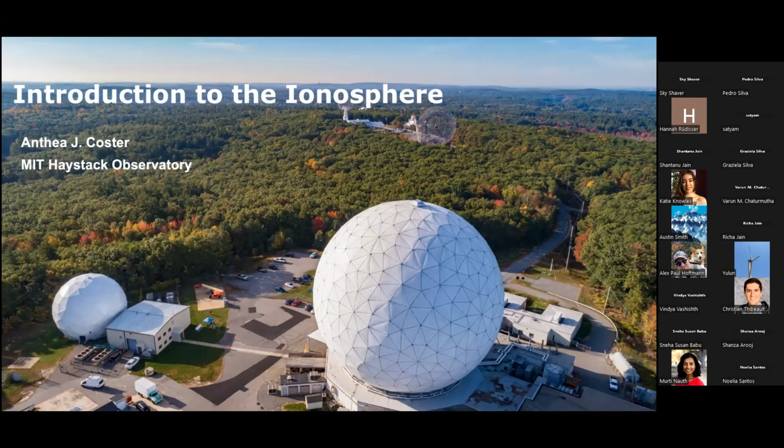Hi, I'm Anthea Koster, and this is a photograph of where I work at the Haystack Observatory in Massachusetts. Right now, I'm actually in Alaska, so it's very early in the morning. In the distance here, you can see a very large antenna, and that's actually part of our incoherent scatter radar. I'll be talking about that in the next talk, but this one is really structured about the ionosphere.